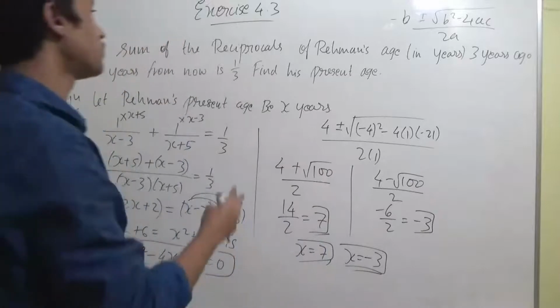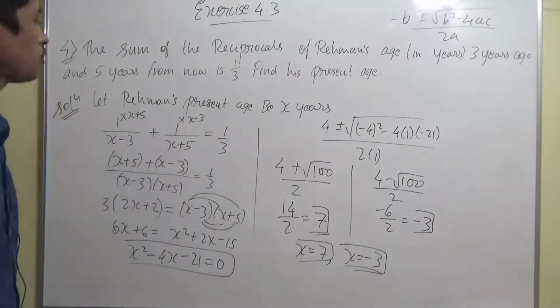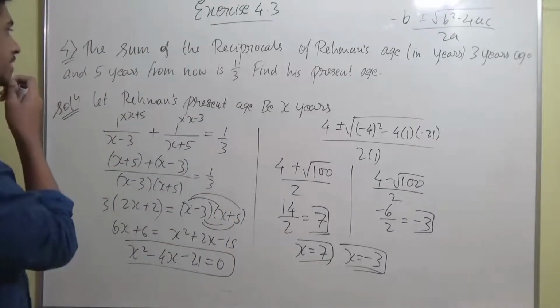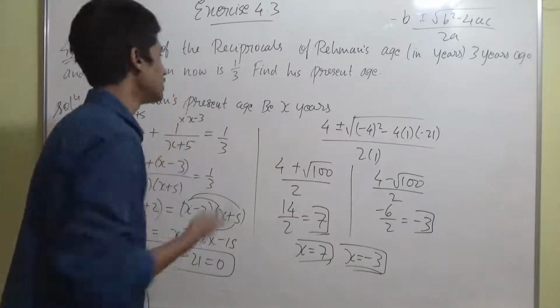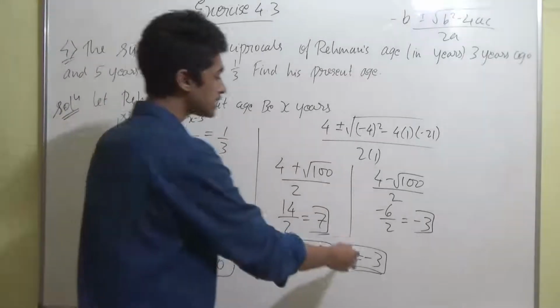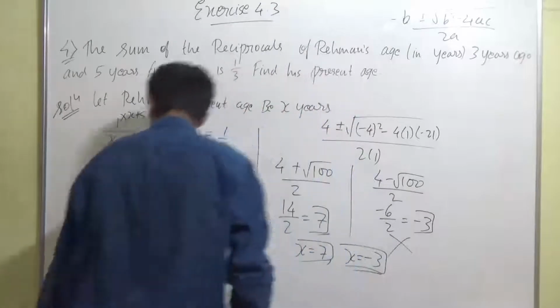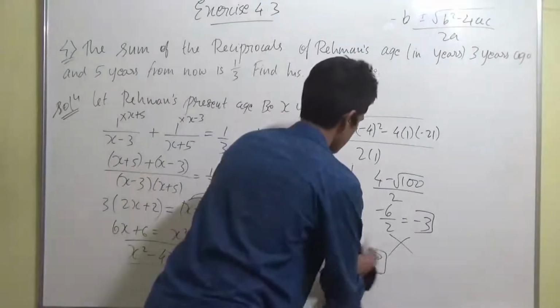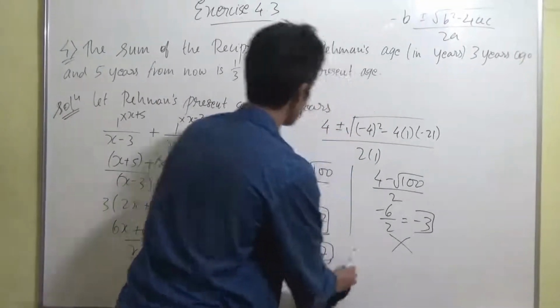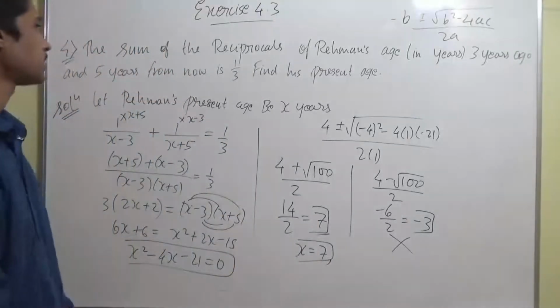These are the solutions of the equation which we formulated. As simple as that, guys. That's it. Okay, we have to conclude it, right? So age cannot be in minus. So this is not a solution. Age cannot be in minus. This is not a solution. So Rahman's present age is 7 years.